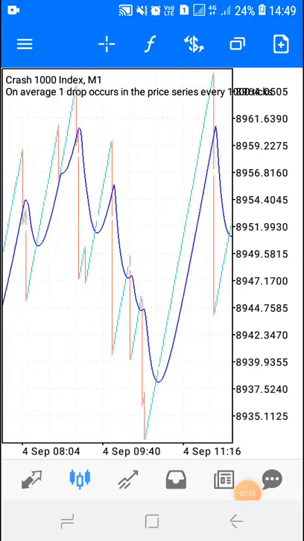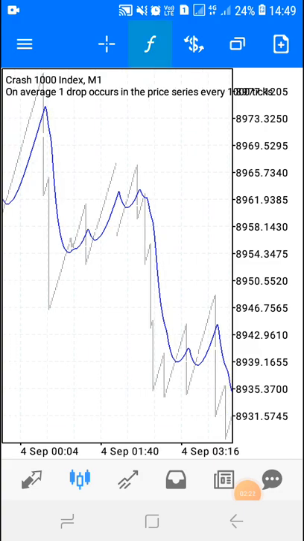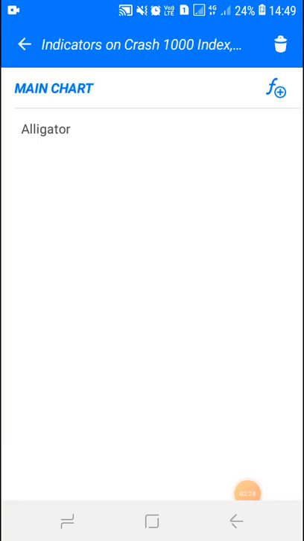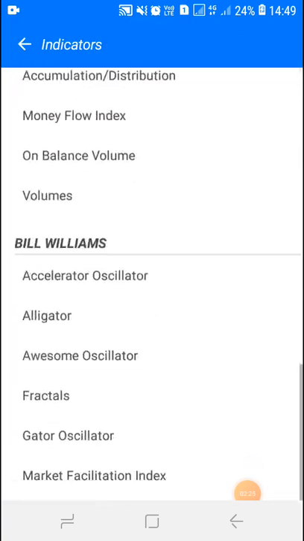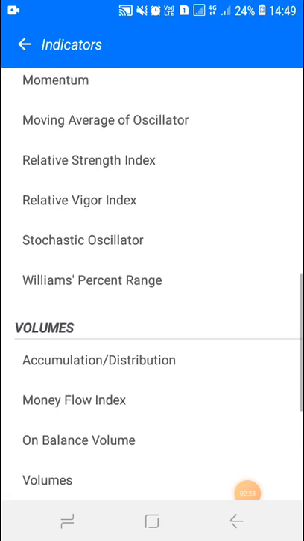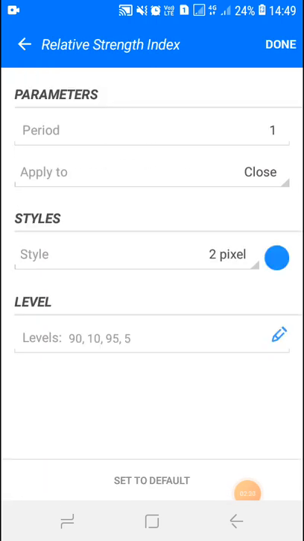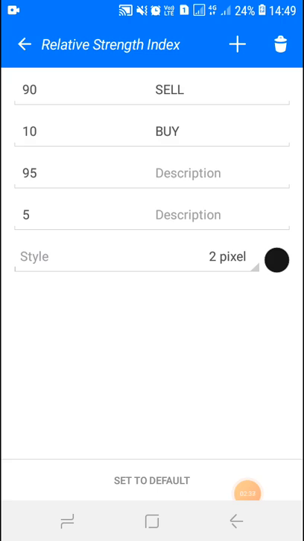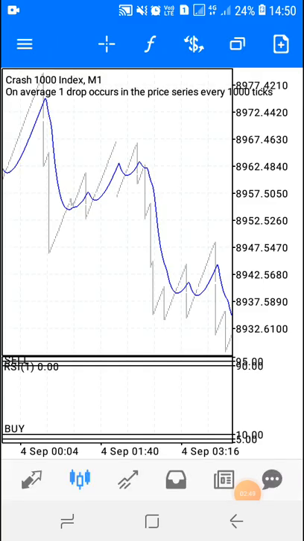So what we're going to do after this is we're going to go to our main chart, right? We're going to click on main chart. Then we're going to add our RSI, the relative strength index. Now make sure that your parameters are like this. The period should be 1, apply to close, styles 2 pixel blue, levels 90, 10, 95, and 5. Right? Now next to 90 you write sell, and next to 10 write buy. Okay? So once you're done with that, you click done. So this is how it's going to look like.